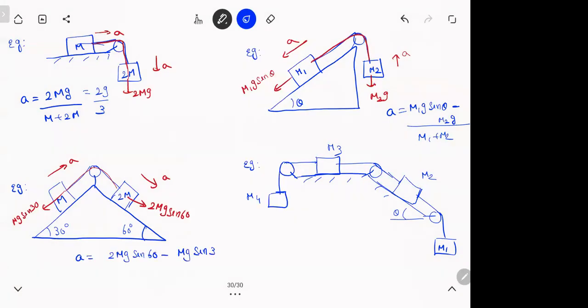All this is not there for tomorrow's exam. Huh? It will come in the next Sunday. Total mass 3m. There you can simplify this and get it.